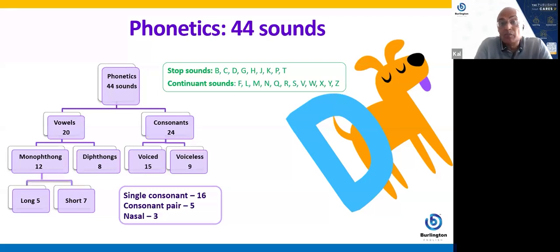Contrast that with the bottom row of continuant sounds. We call these long and loud because often you can hold a lot of these sounds for at least 2 seconds. Again, have a go at saying some of those, and you'll find that you can extend how long you say those for.